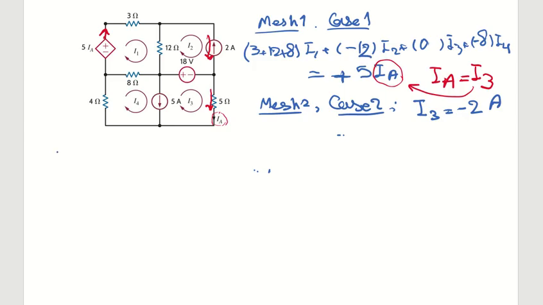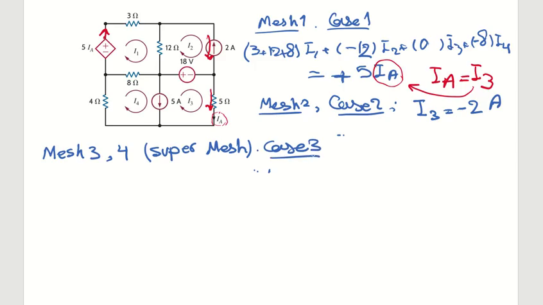Let's discuss mesh number 3. In mesh number 3, there is a 5 amp current source and it's shared between mesh number 3 and mesh number 4. It's not only in mesh number 3. So mesh number 3 and mesh number 4 form a super mesh, and it's case 3.